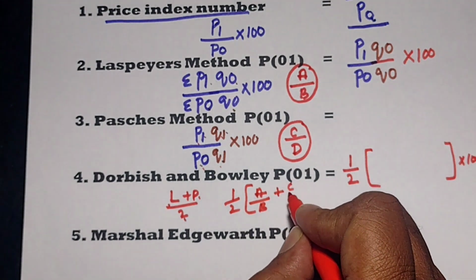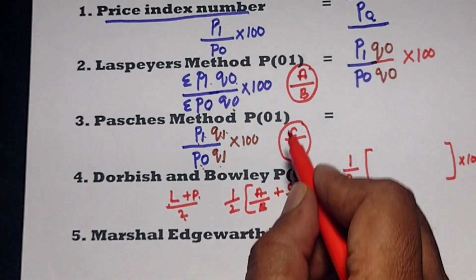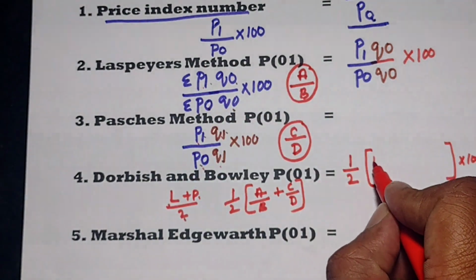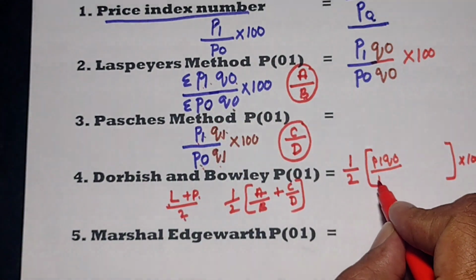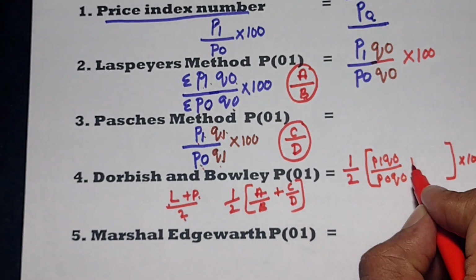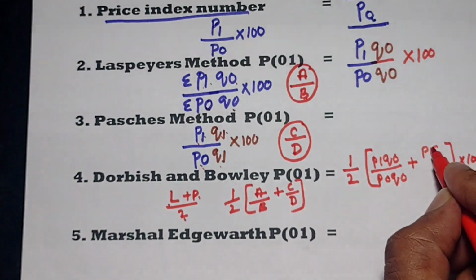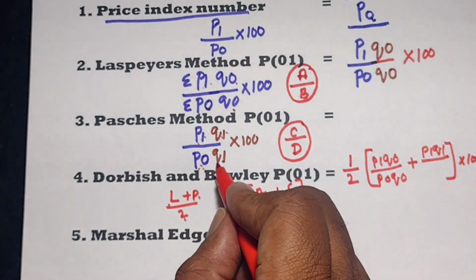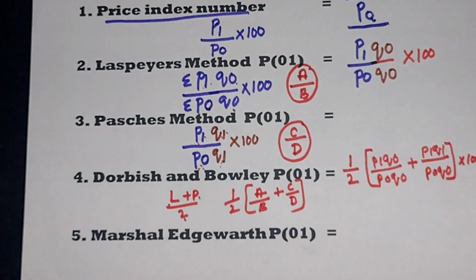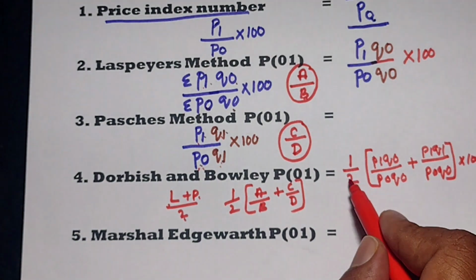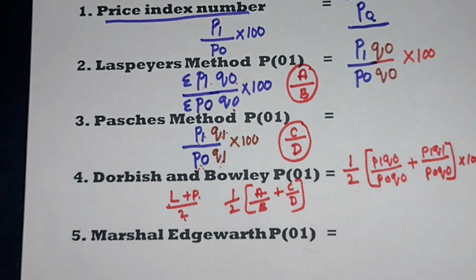plus C by D. Yes. Now what is A? We know that A is P1 Q0 divided by, what is B? P0 Q0, plus, and what is C? P1 Q1 divided by P0 Q1. Yes, very simple to understand this one. That has to be made the average of Laspeyres and also Paasche, multiplied by 100.